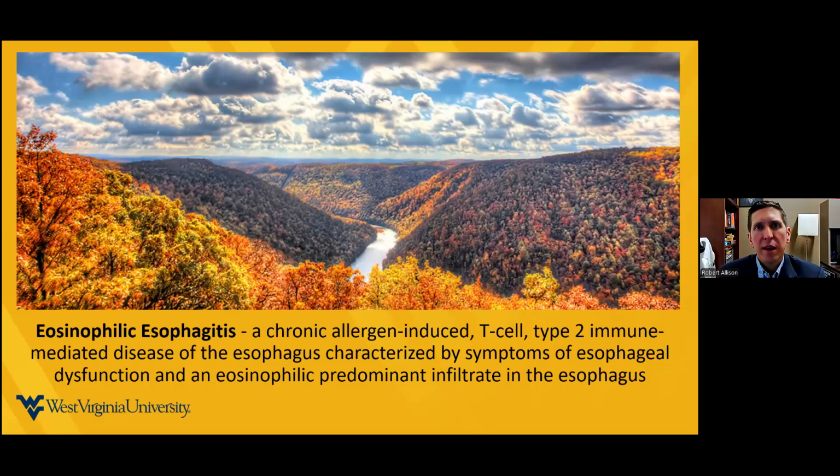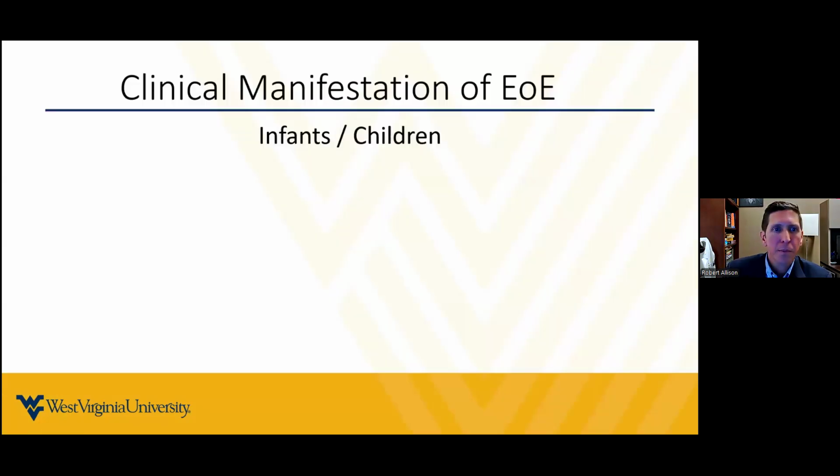So what is eosinophilic esophagitis? It's a chronic allergen-induced T-cell type 2 immune-mediated disease of the esophagus characterized by symptoms of esophageal dysfunction and eosinophilic predominant infiltrates on the esophagus. A lot of words that we'll break down, much more streamlined as we go. So this is a disease that can present in infancy and can manifest all the way up through adulthood.